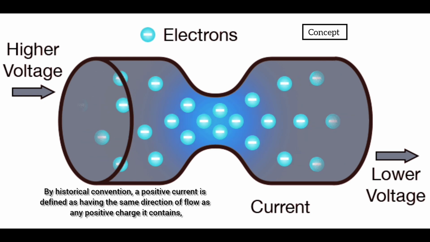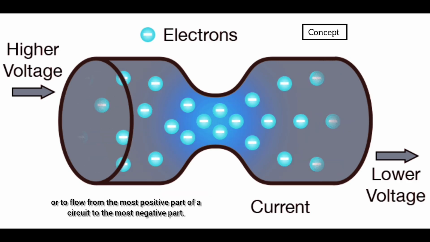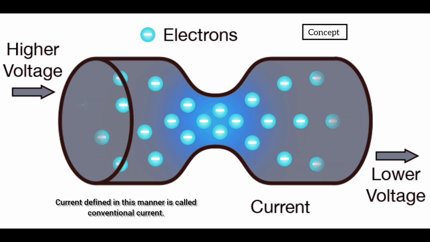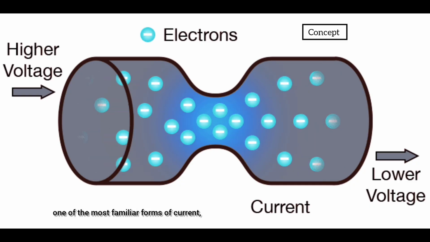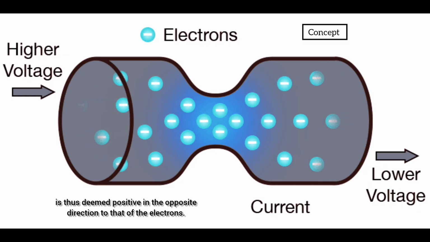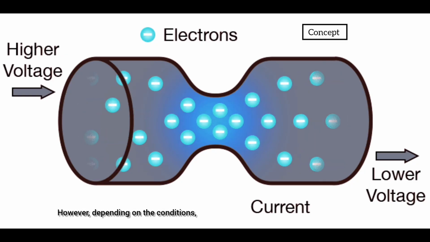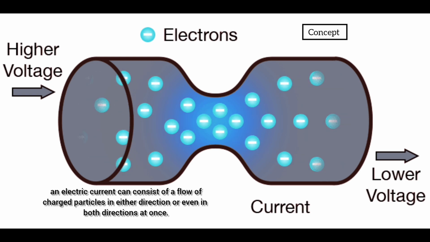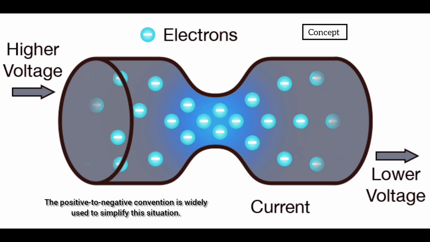By historical convention, a positive current is defined as having the same direction of flow as any positive charge it contains, or to flow from the most positive part of a circuit to the most negative part. Current defined in this manner is called conventional current. The motion of negatively charged electrons around an electric circuit, one of the most familiar forms of current, is thus deemed positive in the opposite direction to that of the electrons. However, depending on the conditions, an electric current can consist of a flow of charged particles in either direction, or even in both directions at once. The positive to negative convention is widely used to simplify this situation.